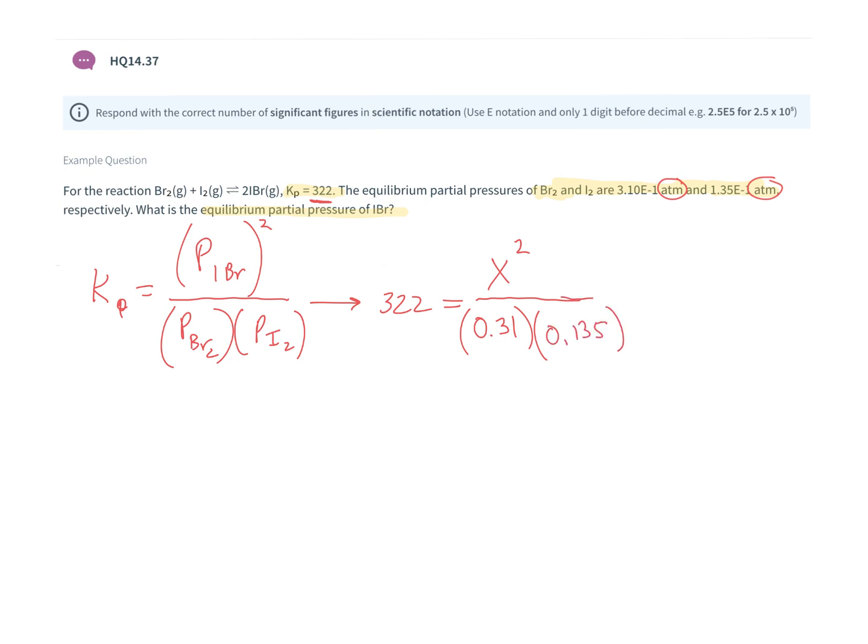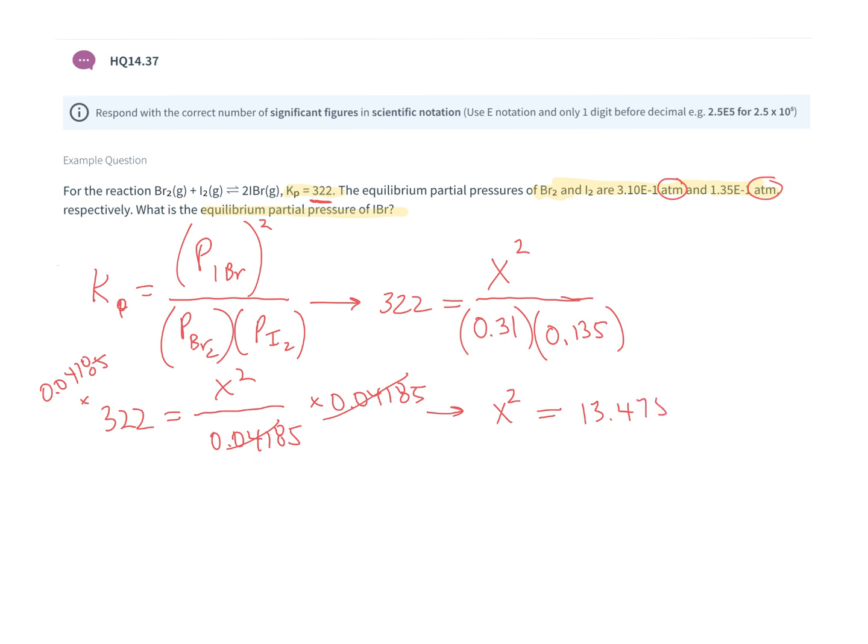I'm going to multiply these two together, and I get 322 equals x squared over 0.04185. I'm going to multiply both sides by 0.04185, and I'm left with x squared equals 13.4757. We're trying to find x.